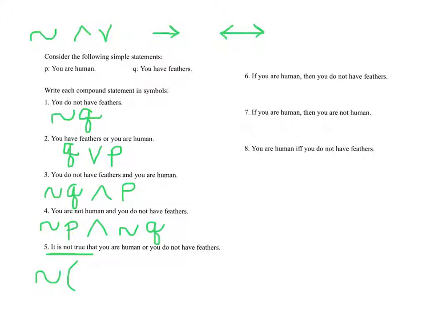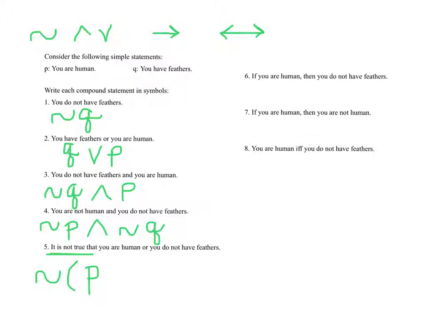So I'm going to put the entire rest of the statement in parentheses so that I don't look like something in number 3, where if I just put the not there without the parentheses, whoever is reading my symbols will assume that I just mean not Q. But in fact, I mean not the entire statement. So it is not true that you are human. So you are human is P. So P comes next.